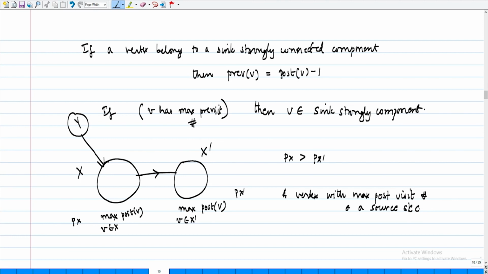But we have actually got a flipped answer. We wanted something which belongs to a sink strongly connected component, but we got something that belongs to a source strongly connected component. Now, any ideas about how to make use of this fact?